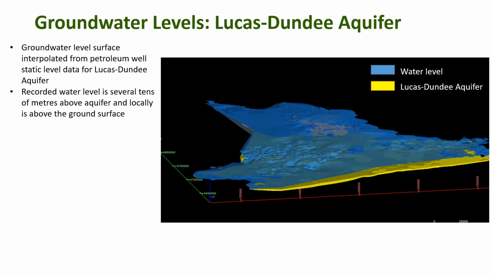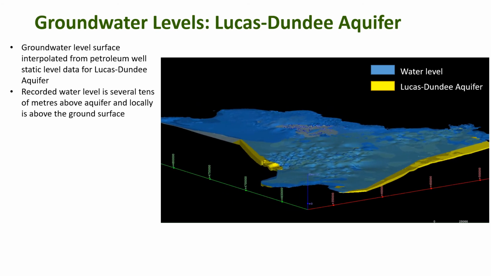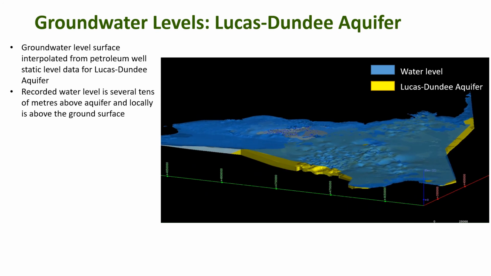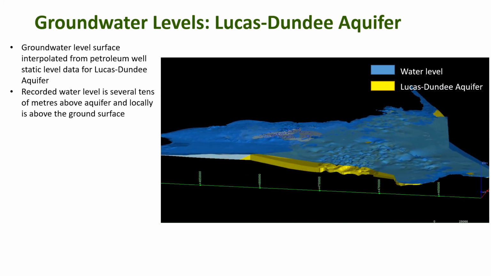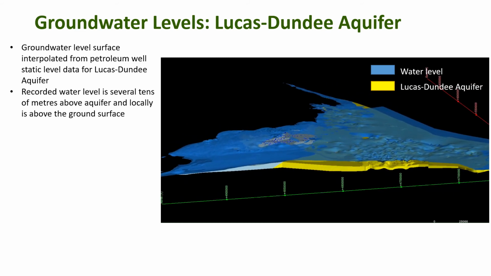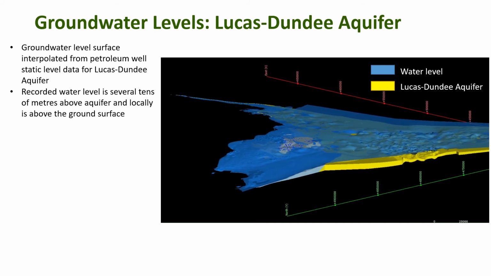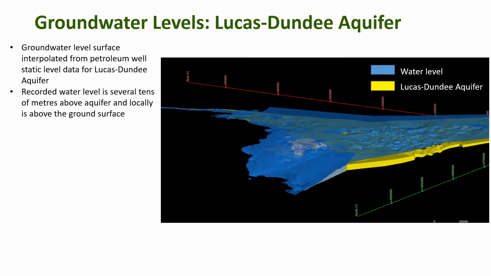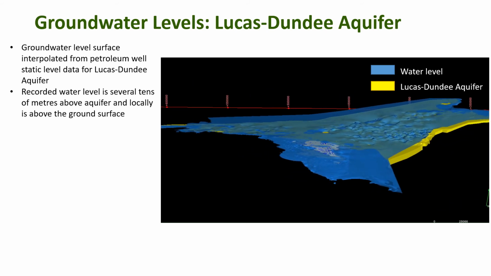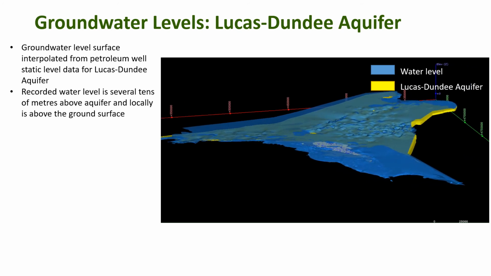We've been able to construct groundwater level surfaces for two of the principal regional groundwater aquifers in the subsurface of southern Ontario. One for the Lucas-Dundee aquifer, shown here, and one for the Cambrian. In this example, the groundwater level surface is interpolated from petroleum well static level data for the Lucas-Dundee aquifer. The recorded water level is several tens of meters above the aquifer itself, and locally is above the ground surface.